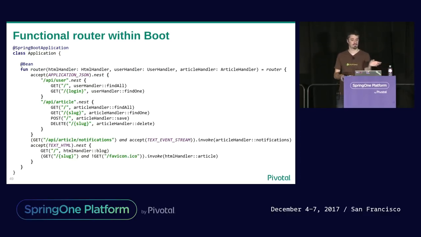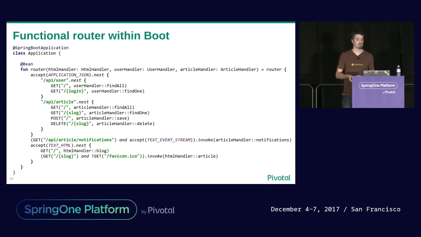So here I declare a router. I just inject the HTML handler, user handler, and article handler, and then I use the same syntax for the router that I showed previously, but instead of directly putting the handler implementation inside the router, I'm just using method references to point to the handler to be called. And that's a nice separation between the routing logic and what will happen when a request is called.